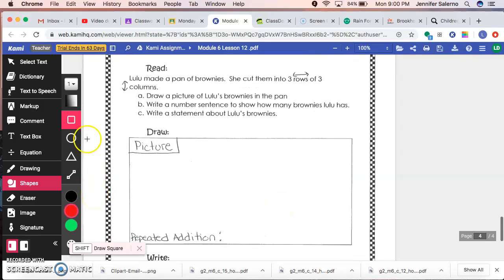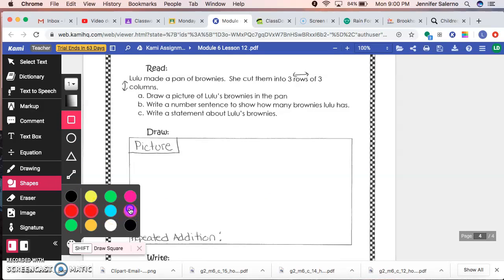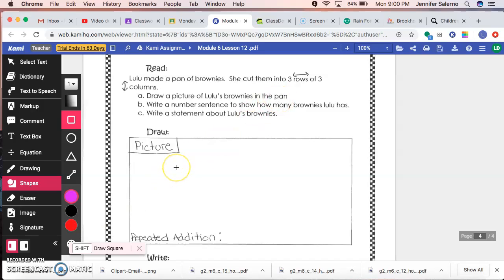So, just like before, it told us that there were 3 rows, right? So I'm going to do my rows first. 1, 2, 3. So I have 3 rows. And then I also need to have 3 columns. Remember, this counts as 1 column. So then 2, 3. Now you have to fill in the rest of this to make it look like how many brownies she has.